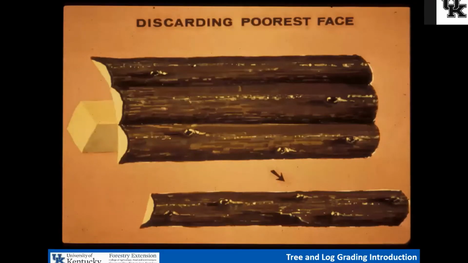And so to visualize this, you would pick out your worst face. As you can see, we've got here the side that has the most defects in it. You want to try to group as many defects into that face as you can, and then you will determine which face is your second worst, and that is going to be the face that will determine the grade for that tree or log.